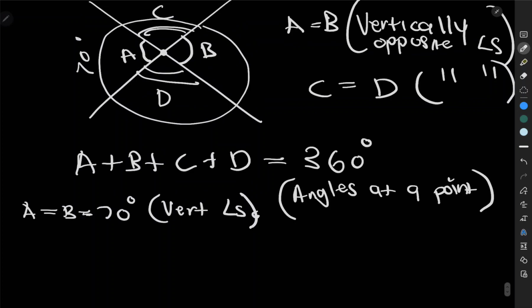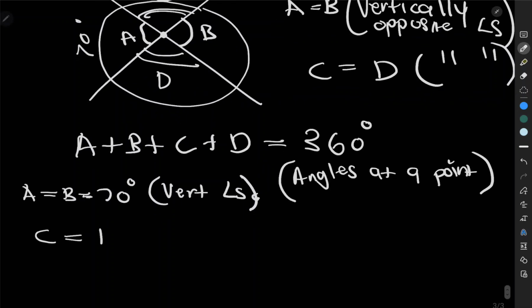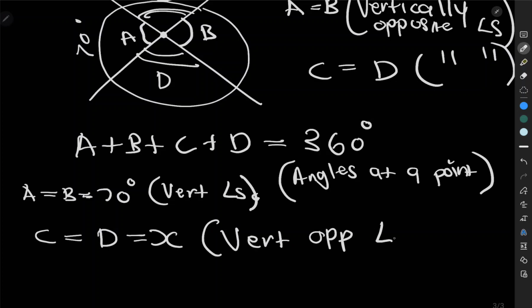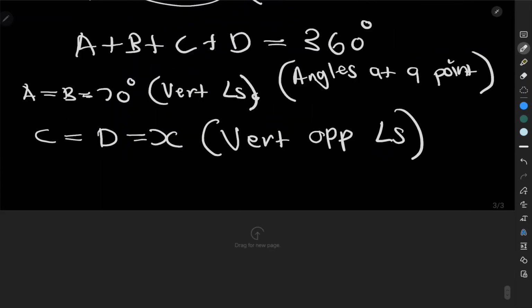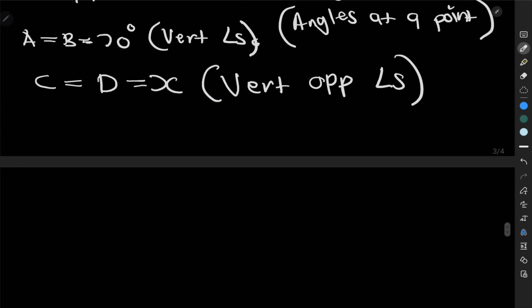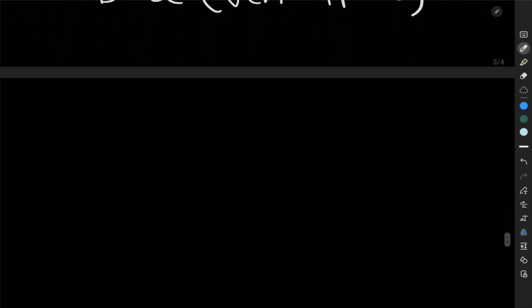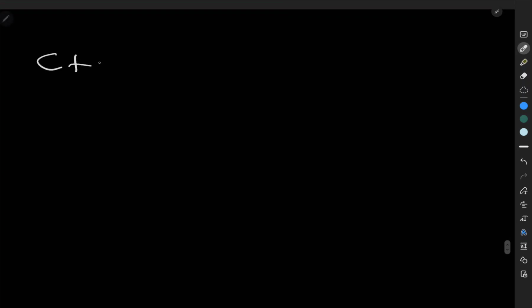So what else do we know? We know that C is equal to D, okay? And just to make it easier, let's allocate a variable for both these values and say that C is equal to D is equal to X, obviously. And the reason for that as well is vertically opposite angles, okay? So now we know that C is equal to D, so we can agree that C plus D is the same as X plus X, since each are X. So C plus D is the same as 2X in this case.